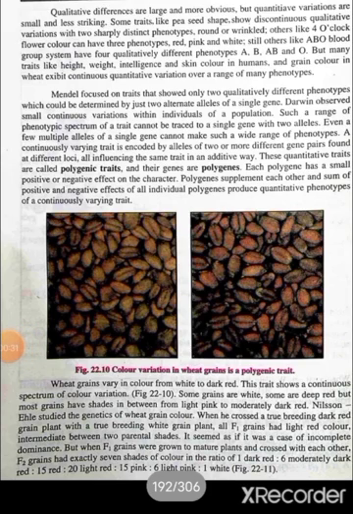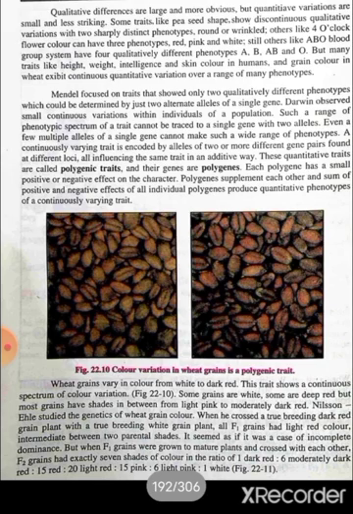Now the comparison of qualitative variation with the quantitative variations. Qualitative differences are large and more obvious, but quantitative variations are small and less striking. इनमें कम difference होता है.